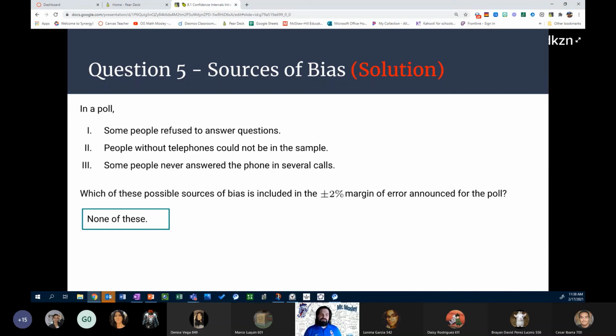The margin of error essentially only accounts for biases due to like sampling error, right? That is the only thing it can account for. Errors that occurred by chance. It does not account for undercoverage, overcoverage, non-response, right? Question bias, all those types of things can't be factored into this type of margin of error. So the answer is none of these. Are there any questions about that one? It was a little tricky.